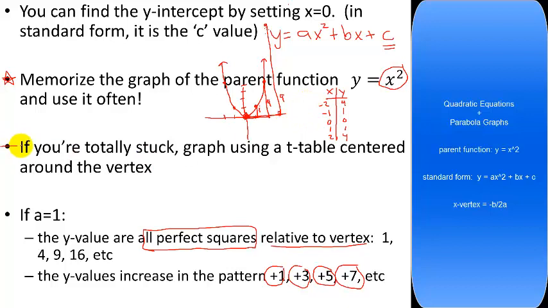But this is also a very last resort backup reminder. If you're totally stuck, it doesn't matter how nasty or complicated a graph is, you can always graph using a t-table. Okay? So find the vertex using your shortcut. Remember, your shortcut is x equals negative b over 2a. Find the vertex, and then make a t-table of some values to the left and some values to the right, and just plot points, and you'll always be able to get it that way.